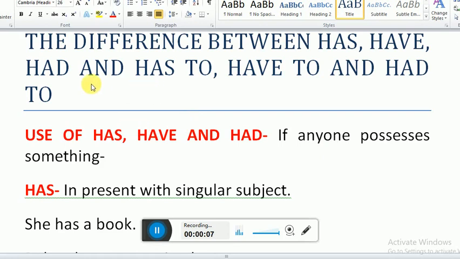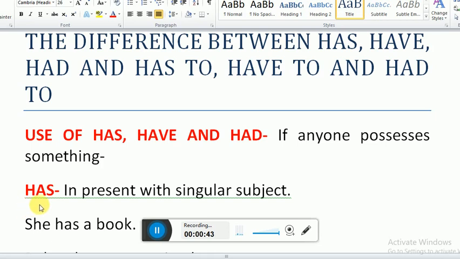And today I will teach you the difference between has, have, had and has to, have to and had to under spoken English class. Use of has, have and had. First we discuss the use of has, have and had. If anyone possesses something, if anyone has something, if anyone is the owner of something, then to express this in English, we use has, have or had.